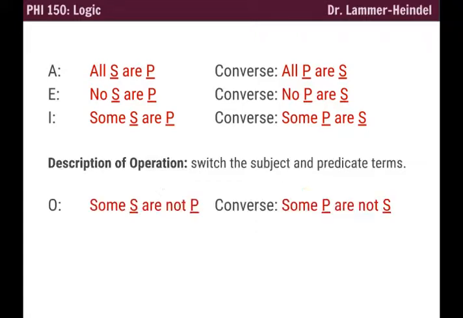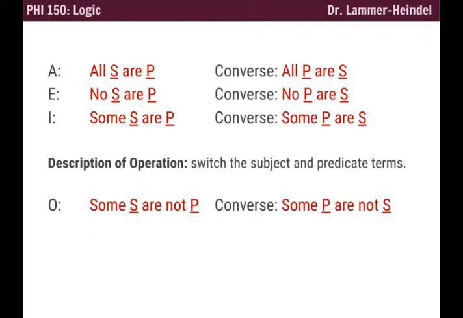As you may have discerned, conversion consists in swapping the subject and predicate terms in a proposition. That's why the converse of all S are P is all P are S. So given that, the converse of the O-form proposition, some S are not P, would be some P are not S.